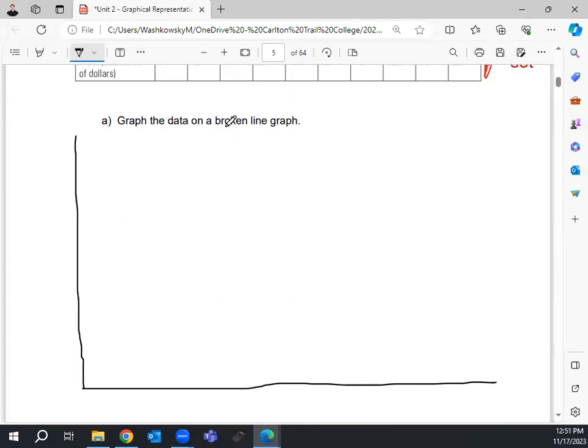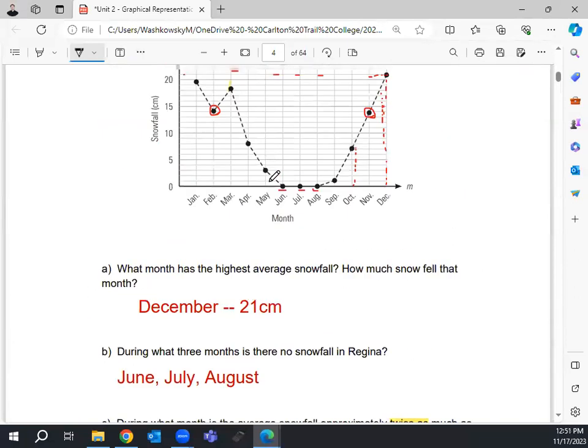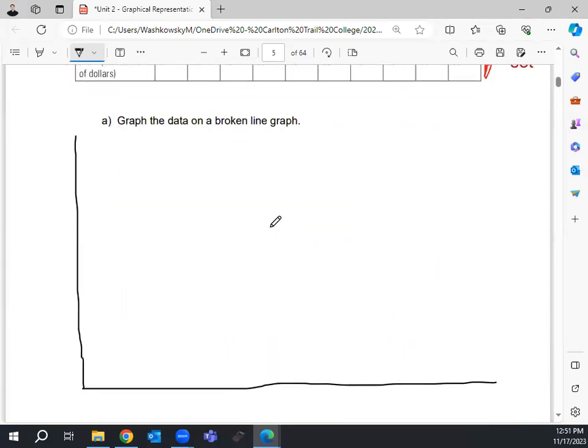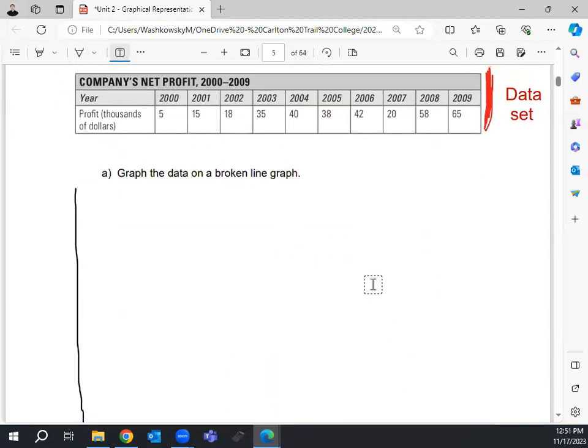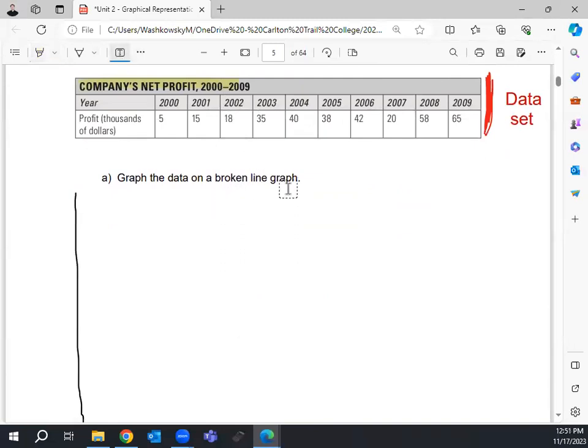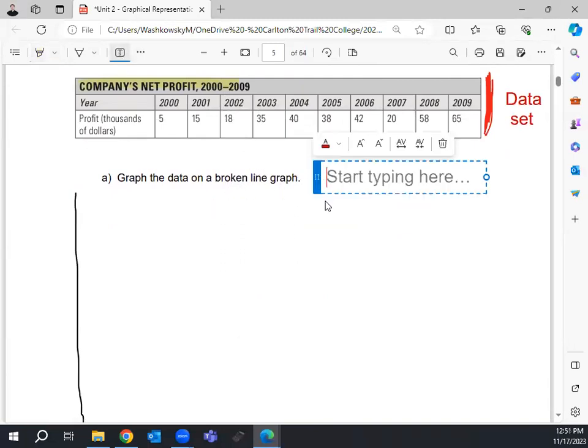It wants us to graph this in a broken line graph. So I'm just going to quickly go up to my steps for success here for graphs, and I'm going to follow them. I want to label the title of the graph, the horizontal axis, and the vertical axis. The title of this graph, it tells me, is company's net profit. So I'm going to write that right at the very top. Company's net profit. You can put the year if you want.